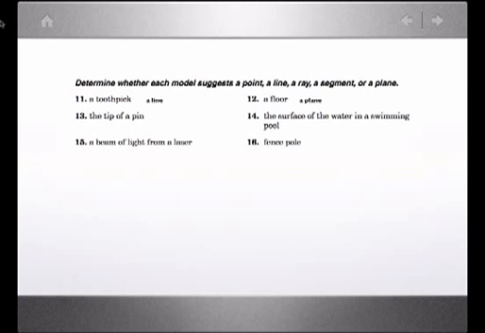The tip of a pen? You've got it, that's a point. How about the surface of the water in a swimming pool? Well, if the surface is still and flat, that would be a plane. A beam of light from a laser starts at one endpoint, goes in one direction infinitely. That's a ray. And a fence pole has a definite endpoint on both sides of it. So that would be a line segment. Did you get them?